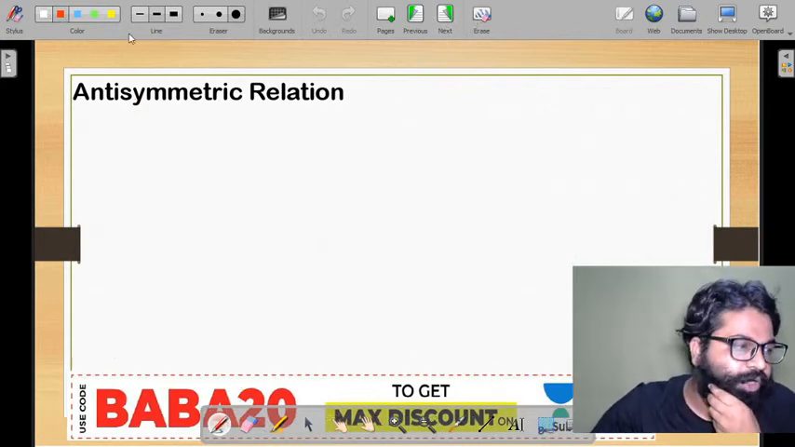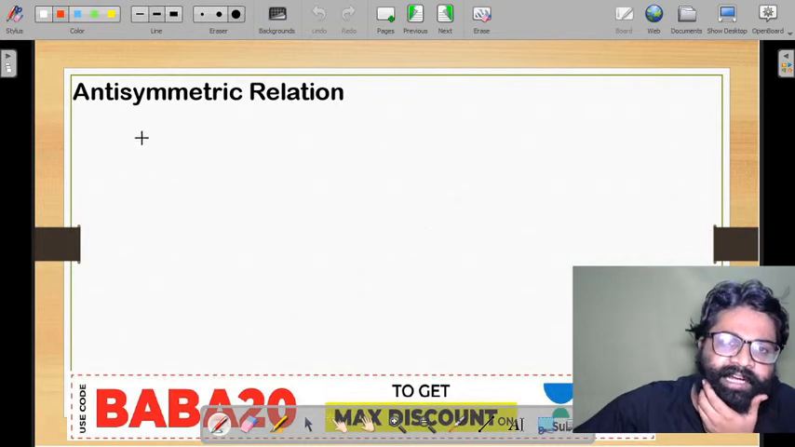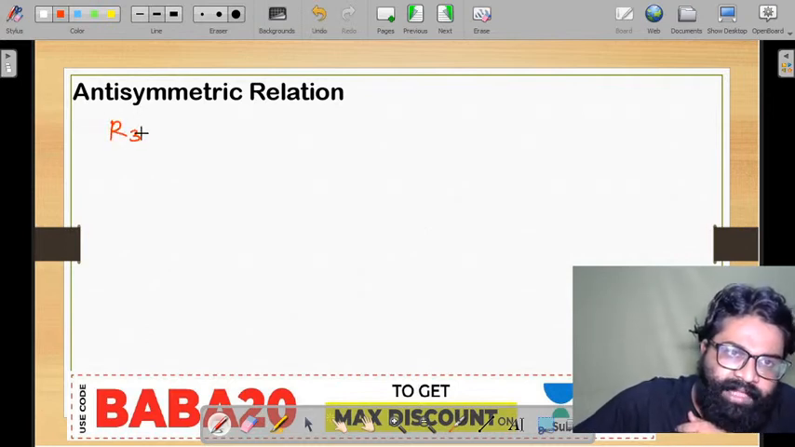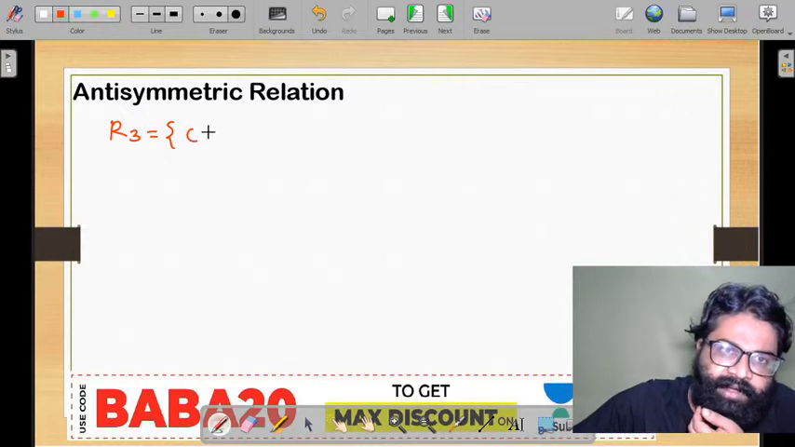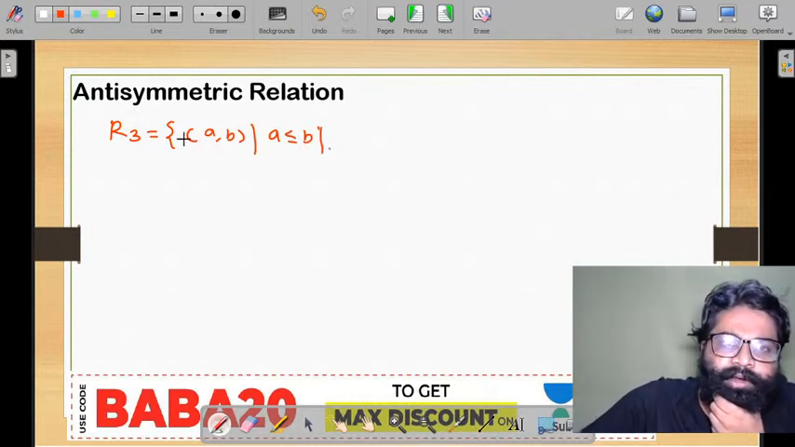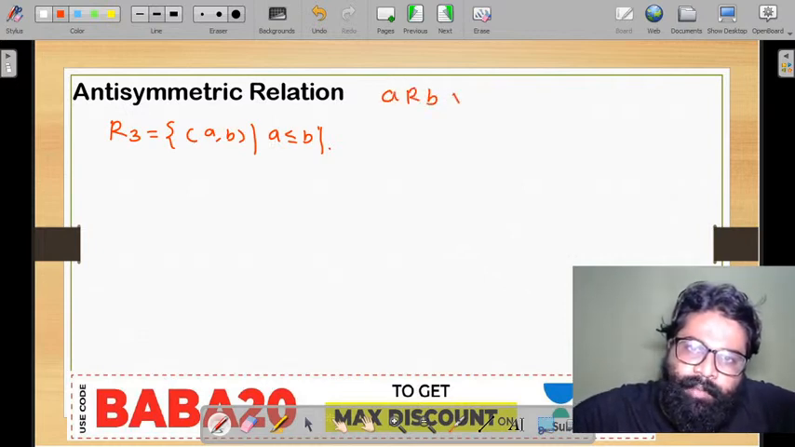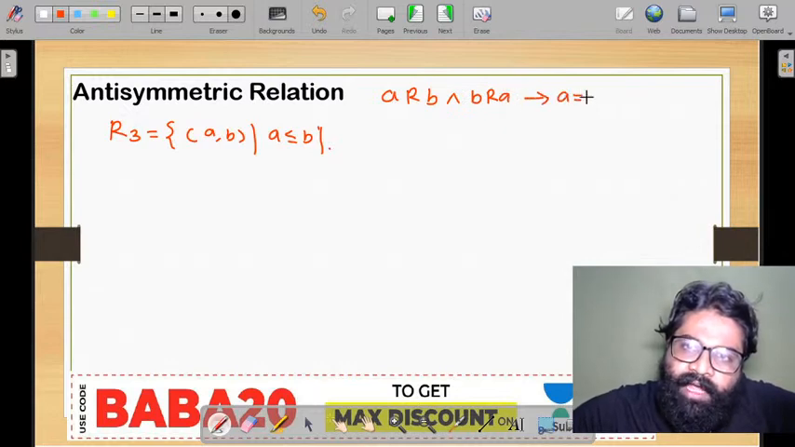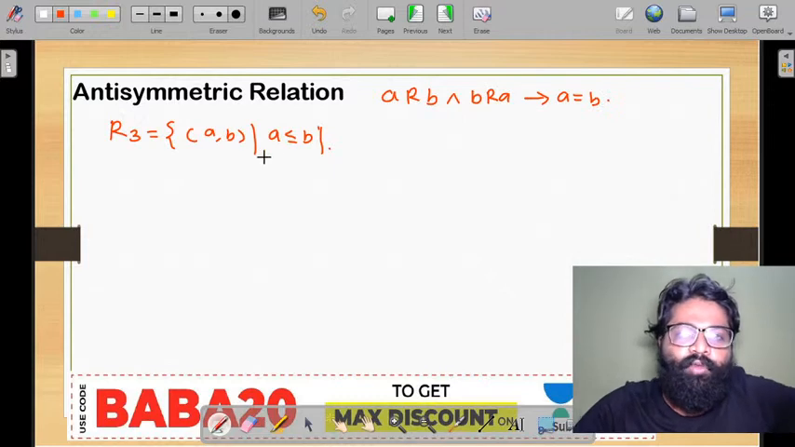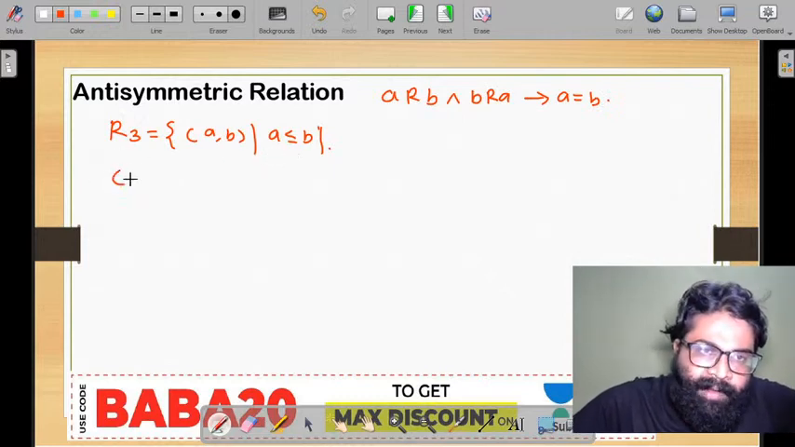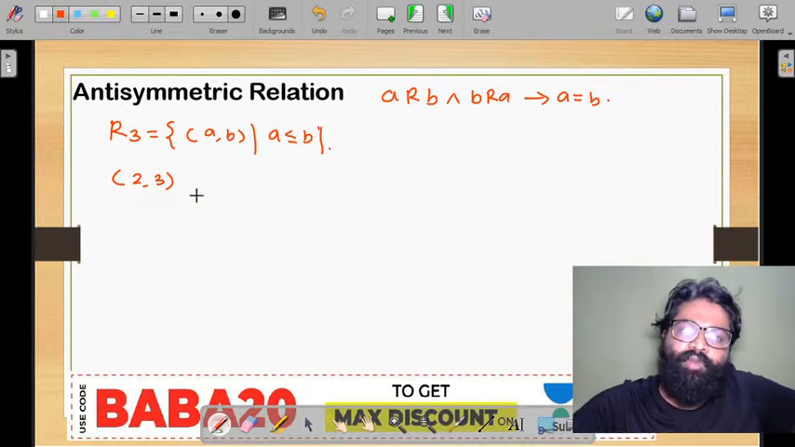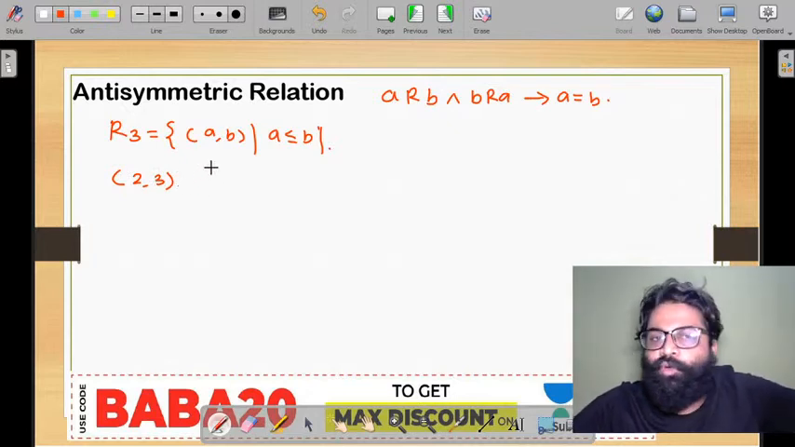In order to clear your doubt, let me take the infinite cases. Suppose I have the relation R3, an infinite case, where I take A comma B such that A is less than or equal to B. Suppose I want to find out whether it is anti-symmetric: if A is related to B and B is related to A, then it says that A equals B. First of all, what type of elements will it pass? It will pass 2 comma 3. Can I say that flipping would be allowed? No, 3 comma 2 will not be passed.